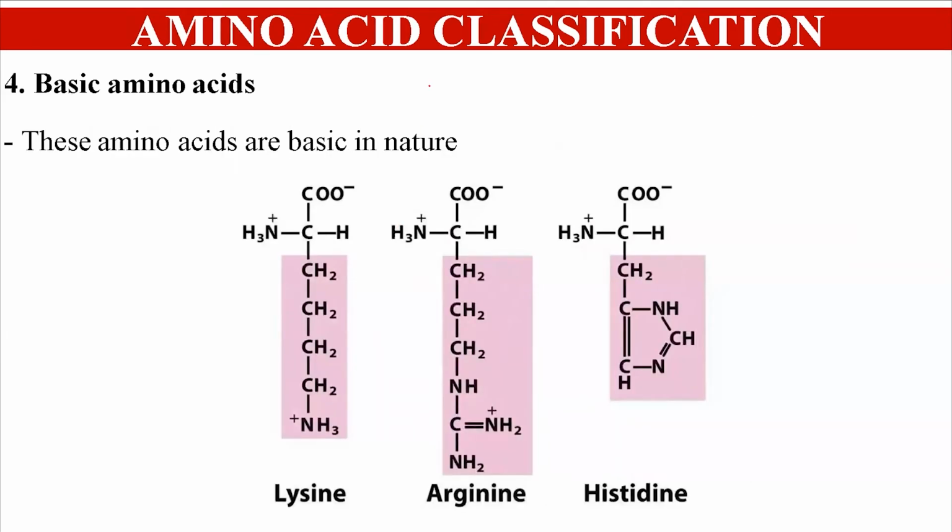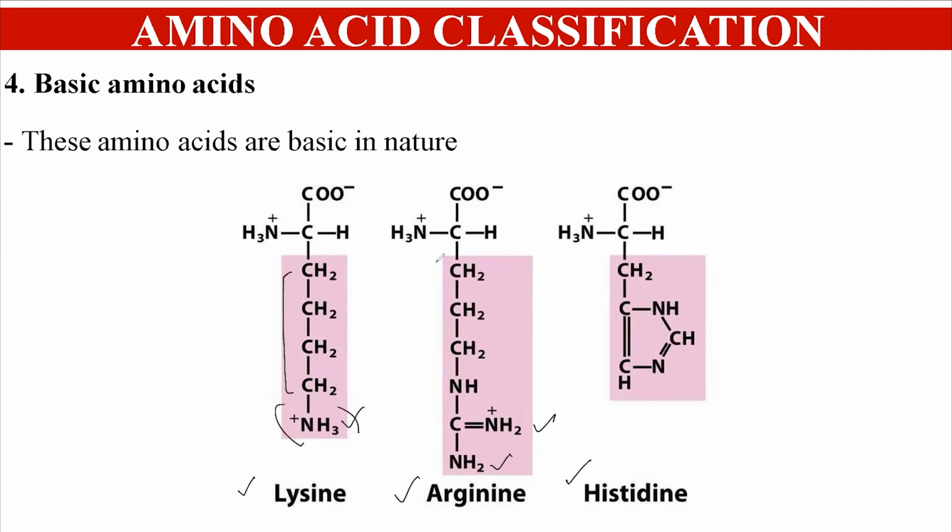So the next category is the basic amino acids. So basic amino acids, obviously, they will be basic in nature. Now that extra basic character will be imparted due to the presence of these amino groups present, right? So there are three amino acids that are the basic amino acids. The first one is lysine, then we have arginine, and then we have histidine. If you look into the structure of lysine, you will see that there are 4 carbons present, right? And along with this extra nitrogen atom.